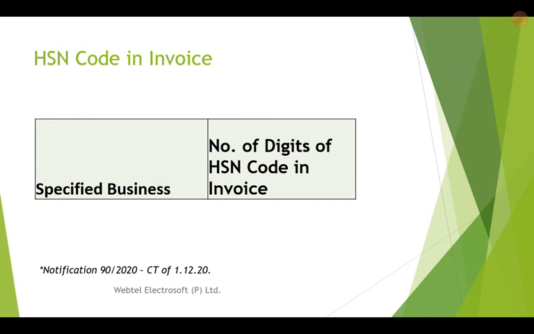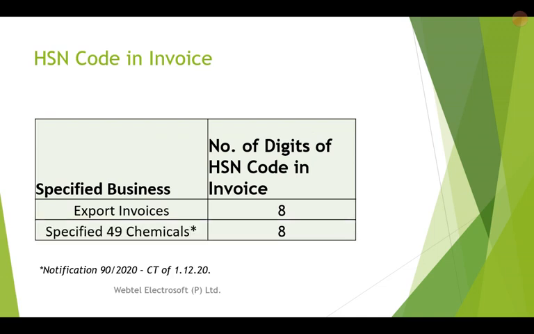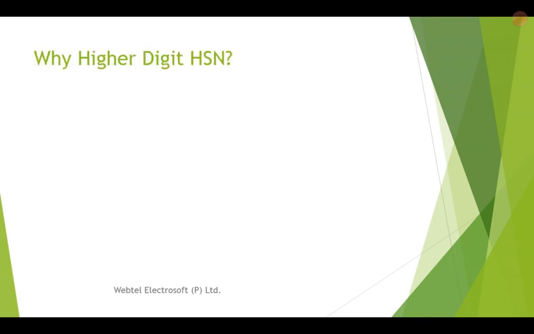And obviously in the case of specified businesses, like in the case of export invoices, it's a requirement that 8-digit HSN should be there. Similarly, the government has notified in the case of 49 chemicals that 8-digit HSN should be there. So that is a separate requirement. Other than that, I've told you the new requirement.